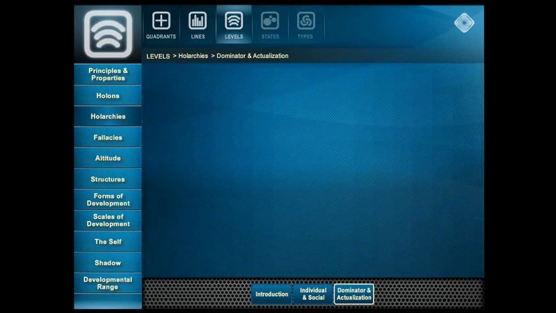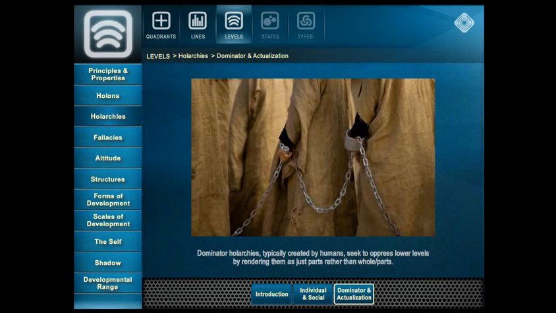Actualization holarchies are natural holarchies which seek to maximize a holon's developmental potential. Dominator holarchies, typically created by humans, seek to oppress lower levels by rendering them as just parts rather than whole parts.